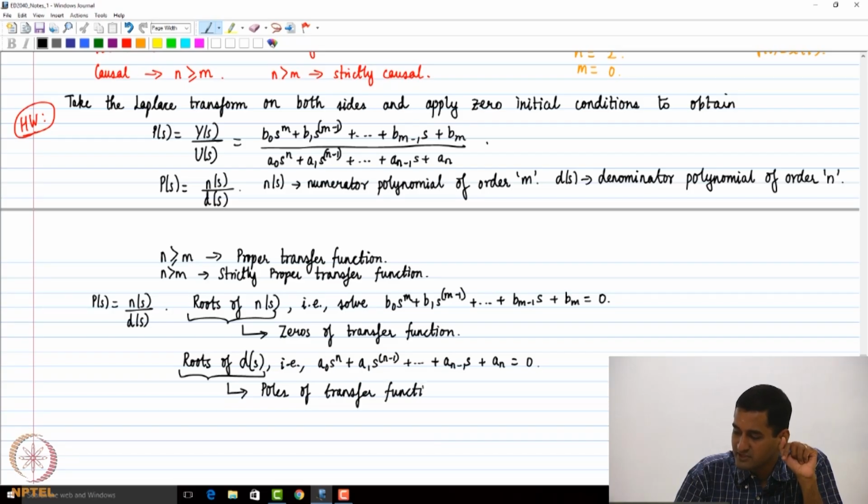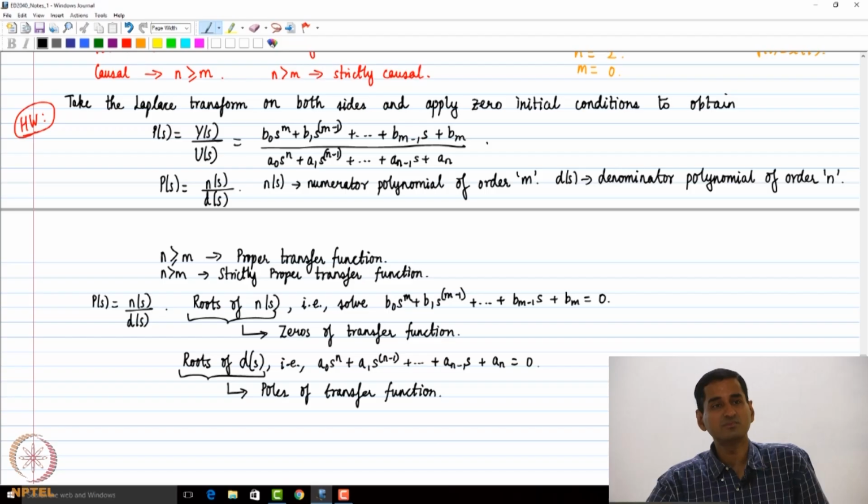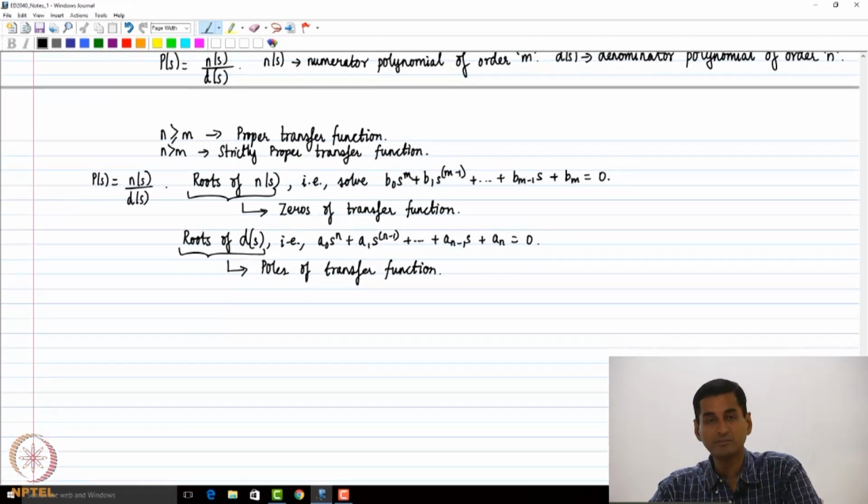Okay, so the roots of the denominator polynomial are what are called the poles of the transfer function. That's something we should remember. Yes, so can you intuitively prove why n greater than or equal to m implies causality?